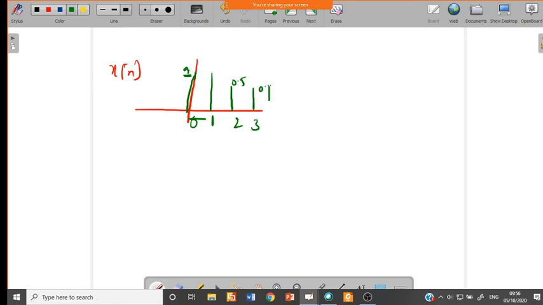This is x of n, okay, and h of n, just take it as 1 at 0 and 0.5 at 1 and 0.25 at 2. Just compute this one, and we will do this in the next class, and we will see the result, and you will come to know how much you understood with respect to this convolution sum.